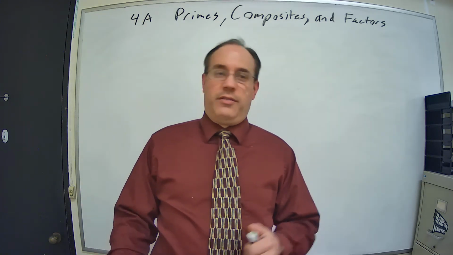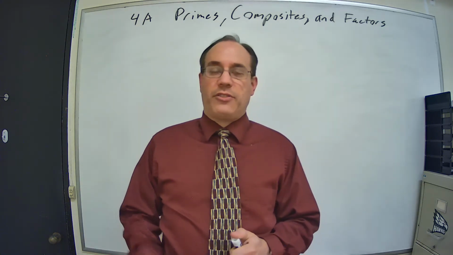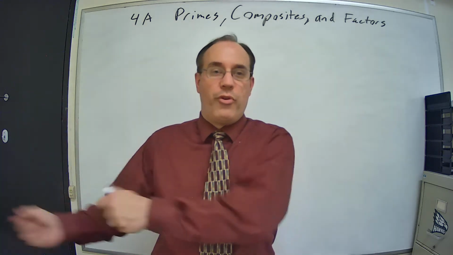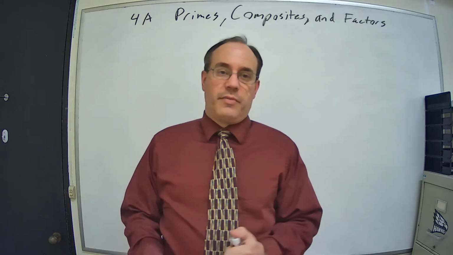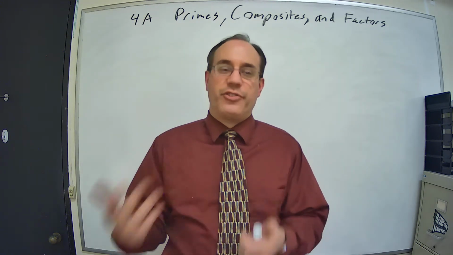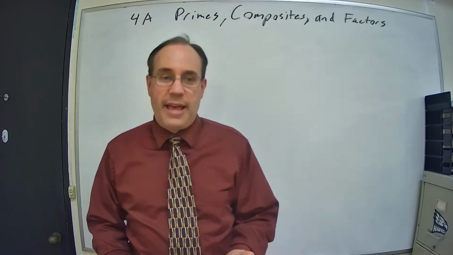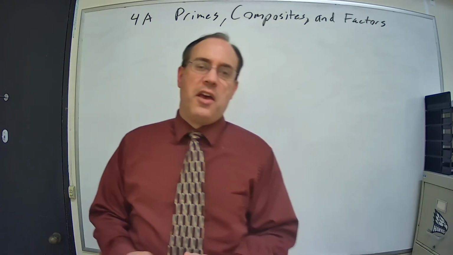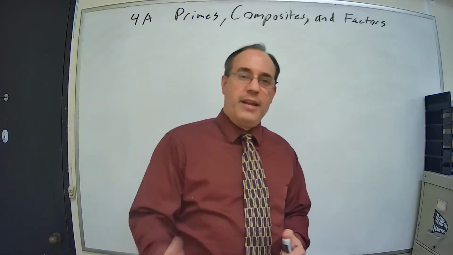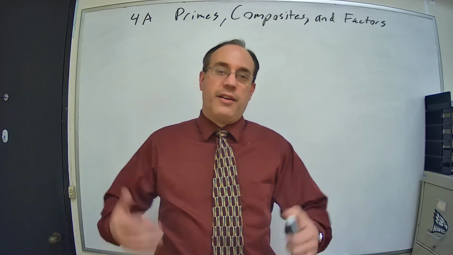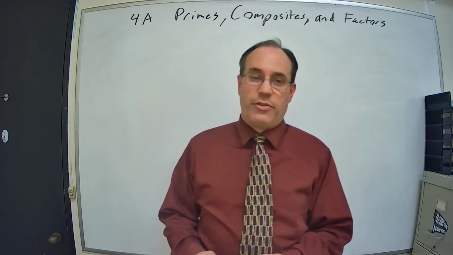24, 6 is a factor. 24 divided by 6 gives you 4 with no remainder. 10, 5 is a factor. 10 divided by 5 is 2. So that's all we're saying when we're finding factors: if we take that number and divide it by another natural number, do we have a remainder or not? If there's no remainder, it's a factor.